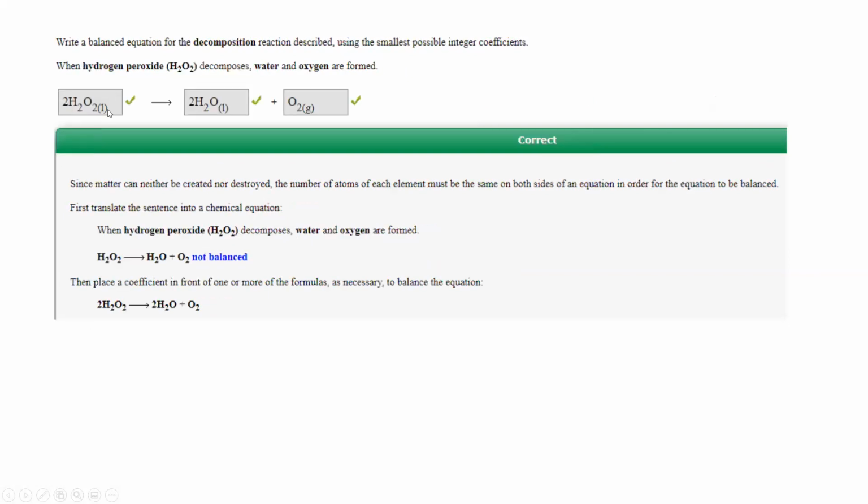Here is the decomposition of hydrogen peroxide into water and oxygen. This is a representation. You cannot write it this way because this equation is not balanced. Then it will be incorrect.